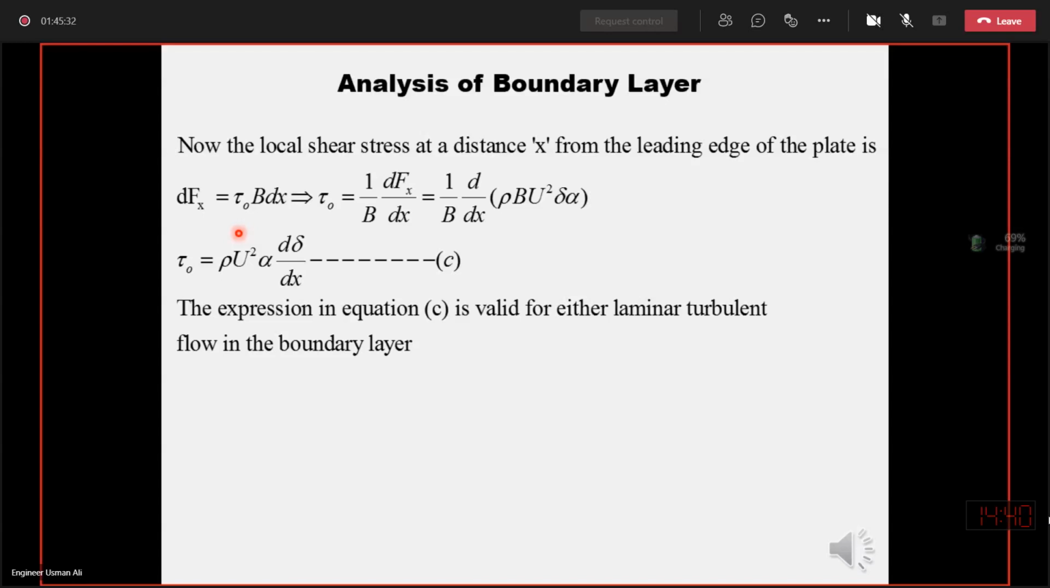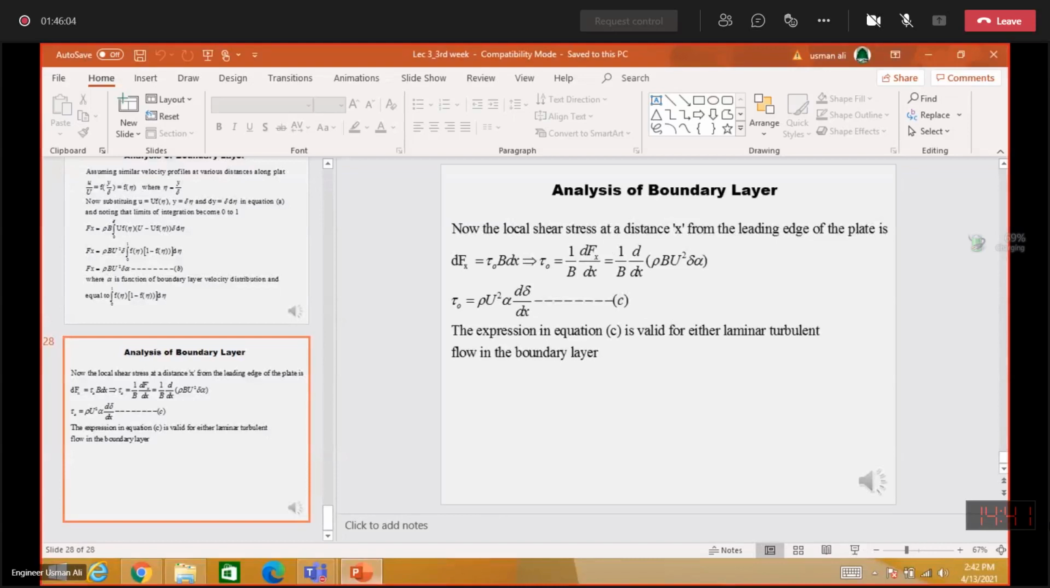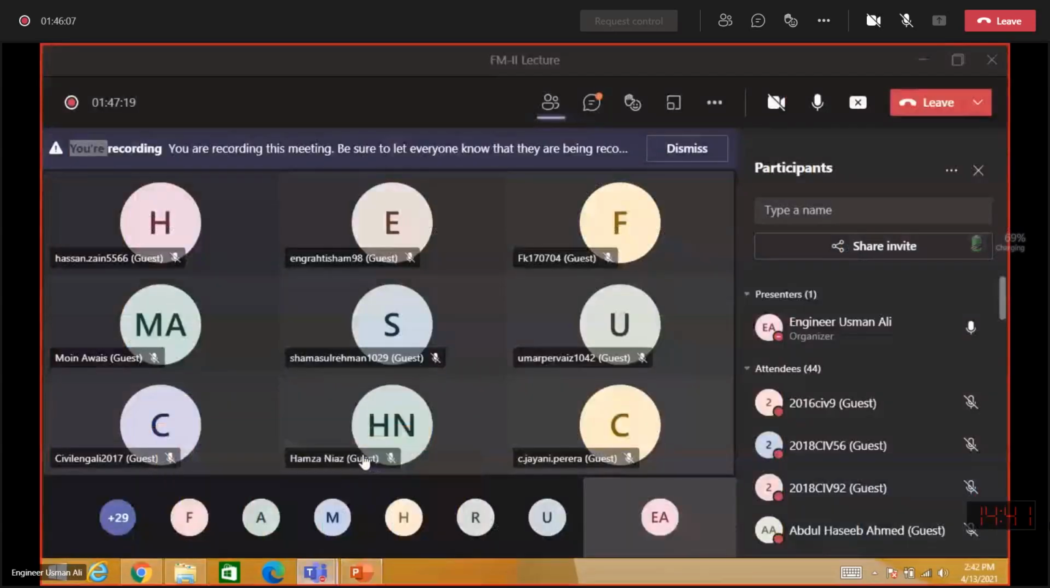So if anybody has any question up till now, may ask. So you should go through this derivation. You should do it with your hands, so that you understand how it has been carried out. Any questions from your side from today's lecture? You may ask.